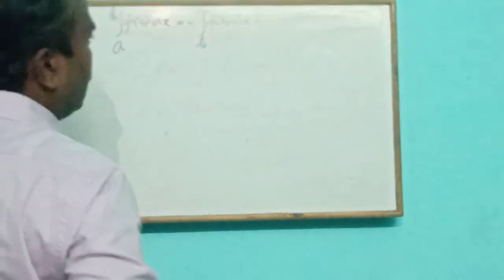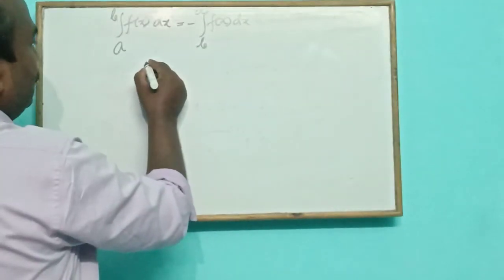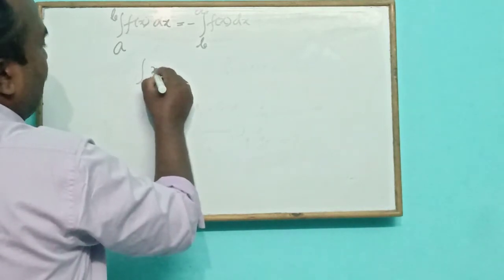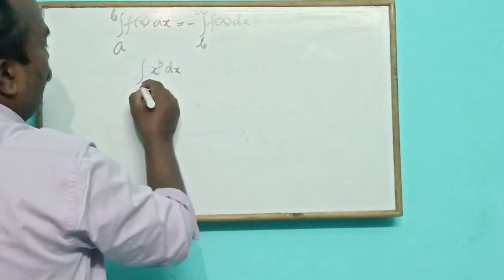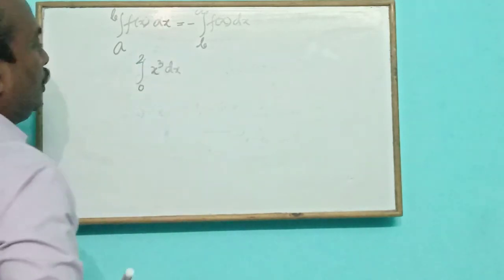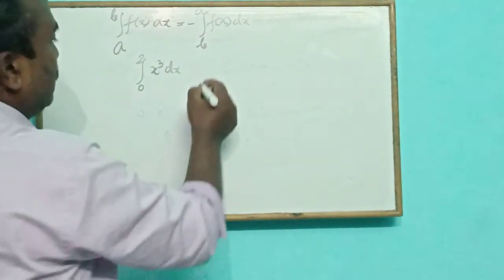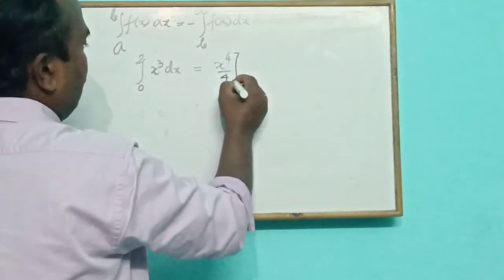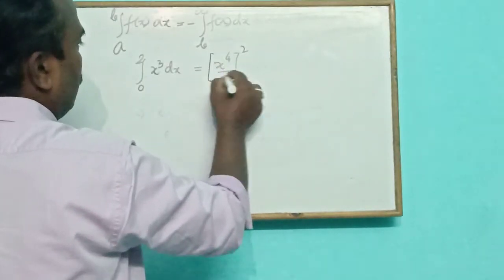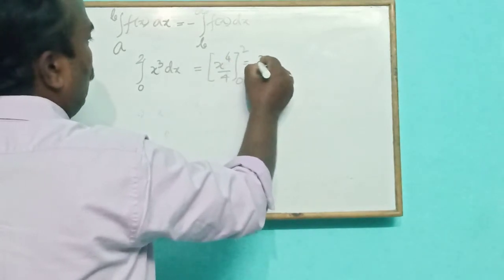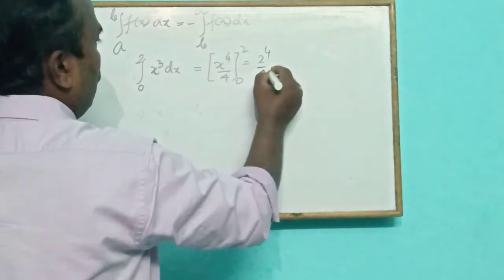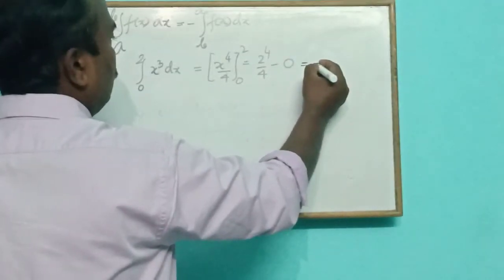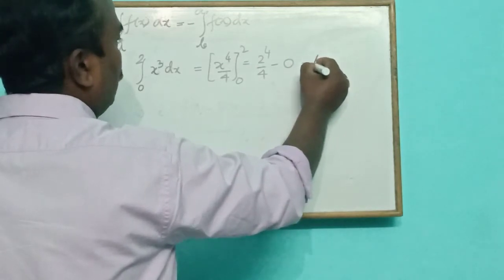Let us understand this concept with the help of an example. That is, if integration of say x cube dx from 0 to 2, we have to integrate this. Then this means x to the power of 4 by 4, from 0 to 2. When we substitute the value, 2 to the power of 4 by 4 minus 0, that is equal to 16 by 4, that is 4.